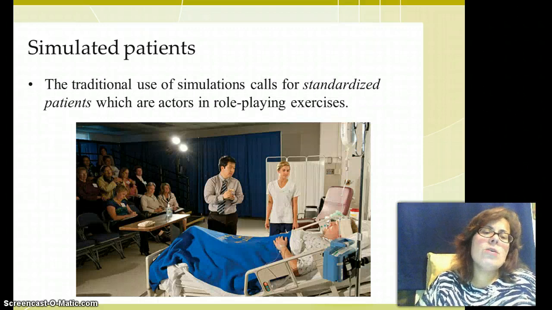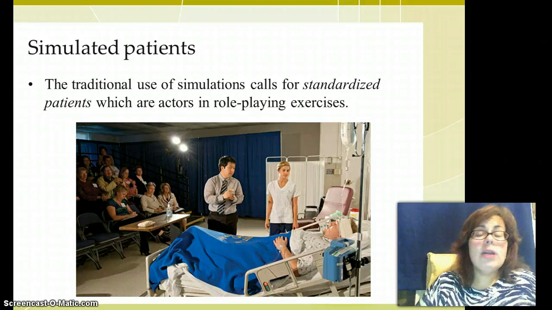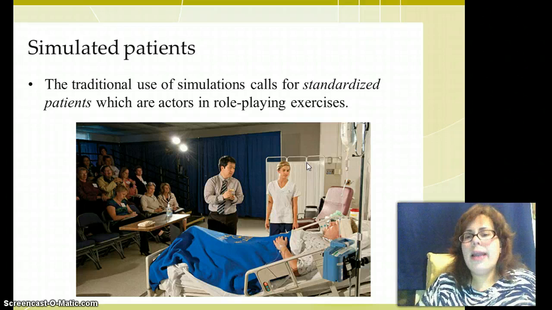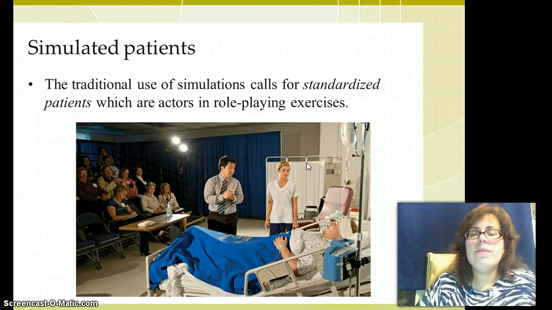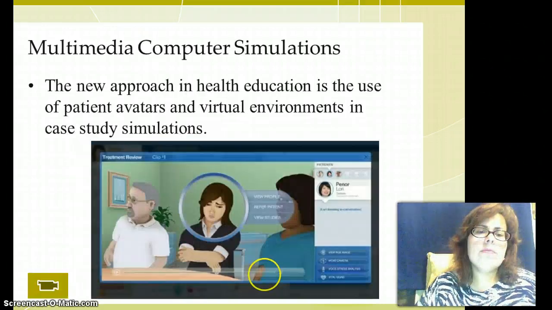Traditionally, when we refer to simulated patients, we would normally be talking about the use of standardized patients. Standardized patients are actors in role playing exercises and they require some coordinating and there is some cost involved because usually these actors are paid, even if they're minimally paid.